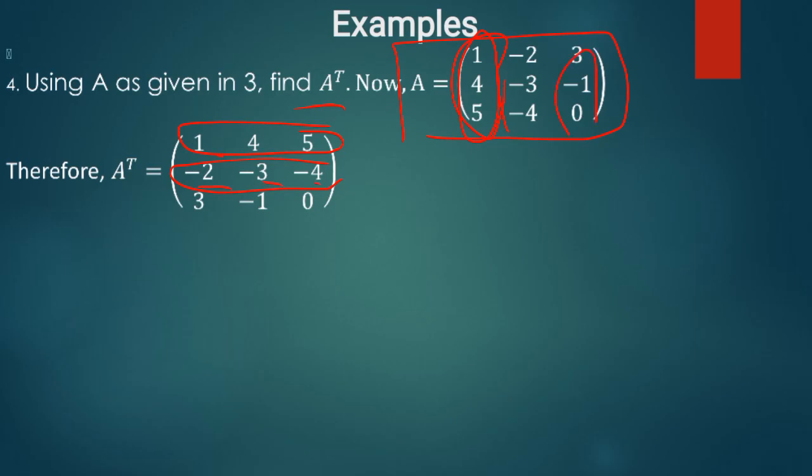And finally you copy this and paste this way, which is 3 minus 1, 0. So that's all. That's your answer for A transpose. Very simple, and one of the easiest things to do. Just remembering what you're doing, that's a key thing. Okay, so that is that for that example.